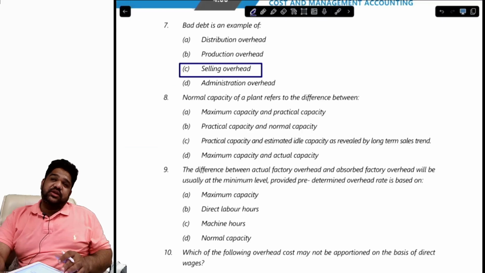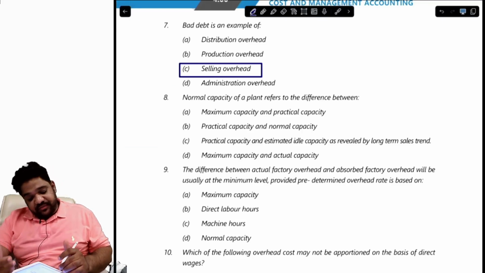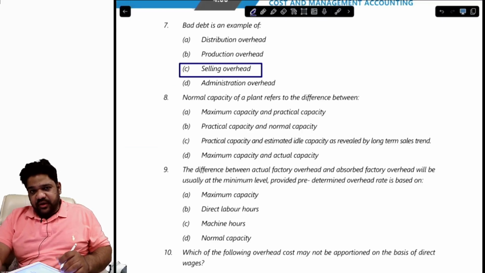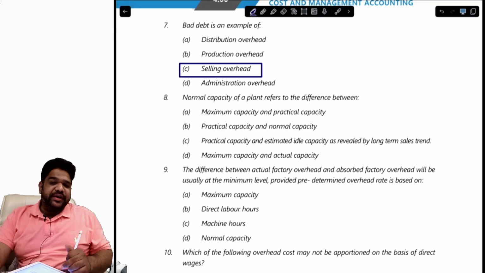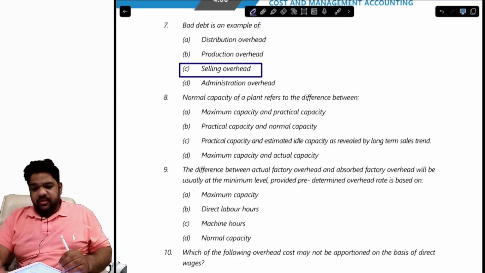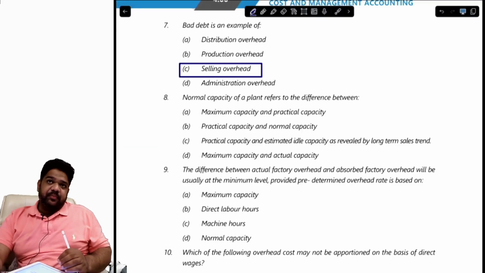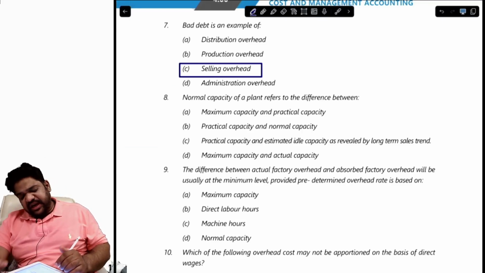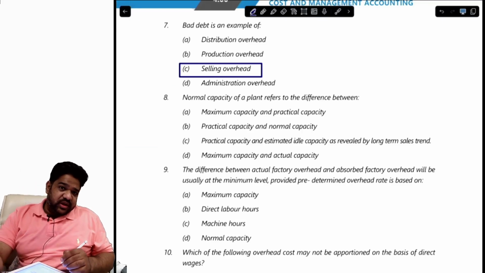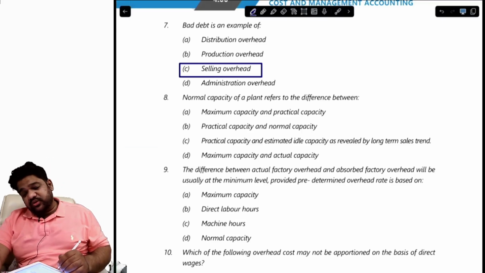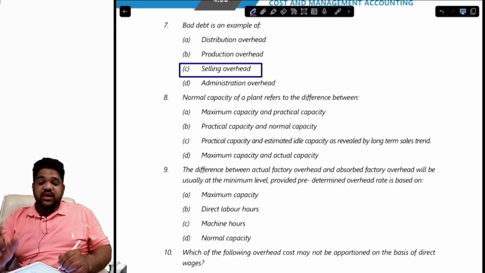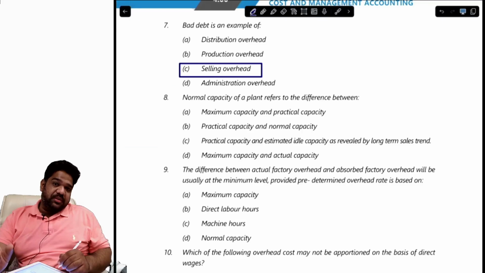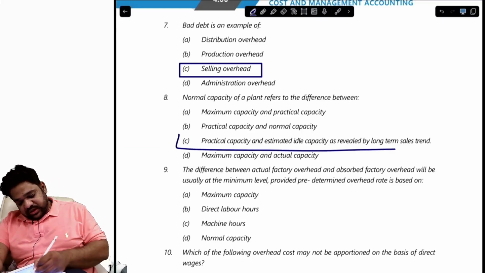So normal capacity, you'll have to understand. You may have a practical capacity of doing 100 units, but the market is not ready to accept 100 units from you. The market is only ready to accept, let's say, 80 units out of you. So the market is only ready to take up 80 units. That's what you'll produce, right? So that is what is called normal capacity. So the difference between practical capacity and normal capacity is what you are not able to sell. So if you have a practical capacity of 100, you are able to sell 80. 80 becomes your normal capacity. Okay. So this is your answer.